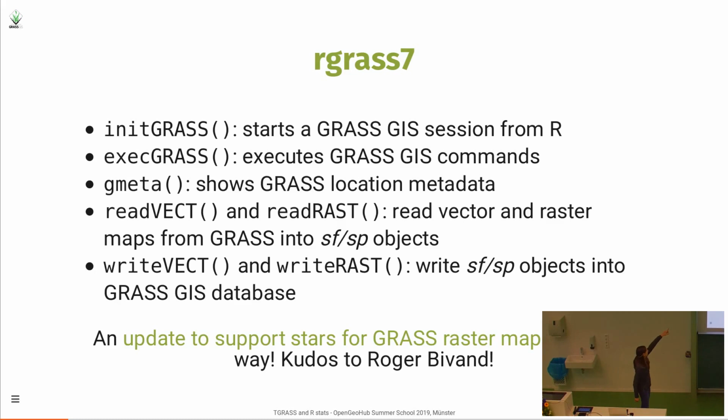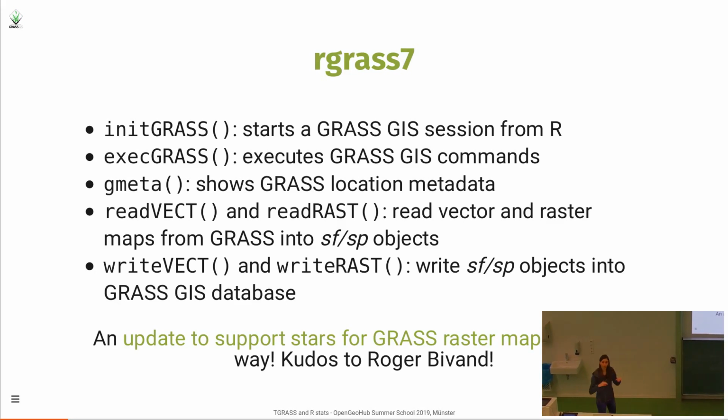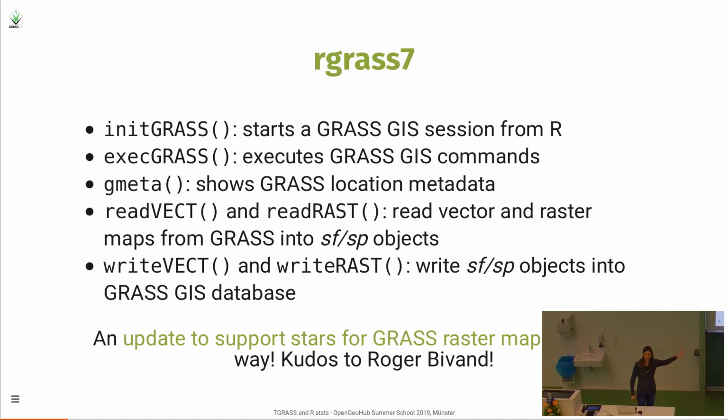Then with readVECT and readRAST, we read data that we have in our GRASS database into R. And in this case, for vector, we already have support for simple feature objects. And for raster, it's still sp objects, but there's a plan to get support for stars objects. And then with writeVECT and writeRAST, after doing our analysis in R, we can export our vectors and rasters again to the GRASS database.